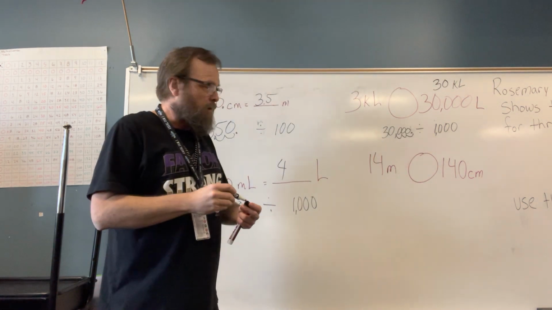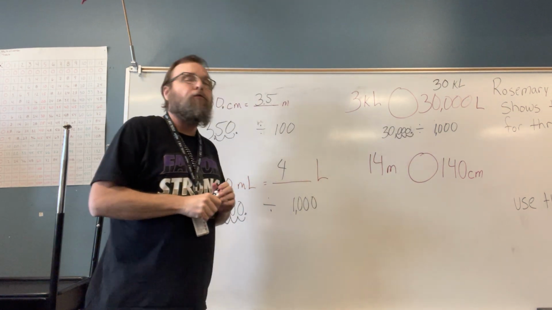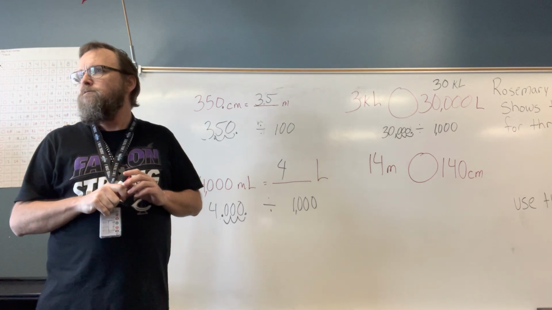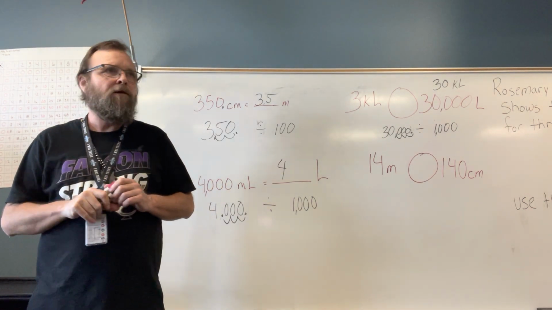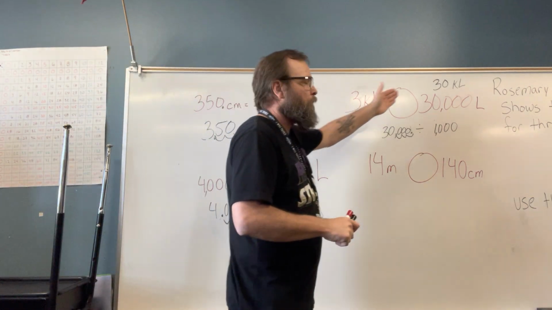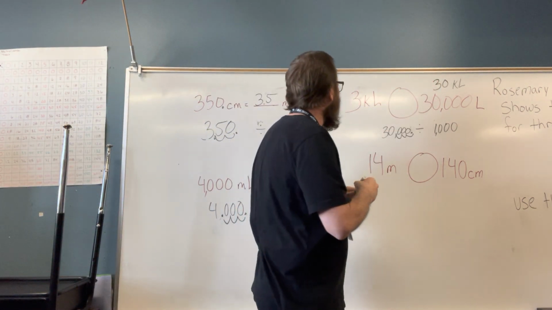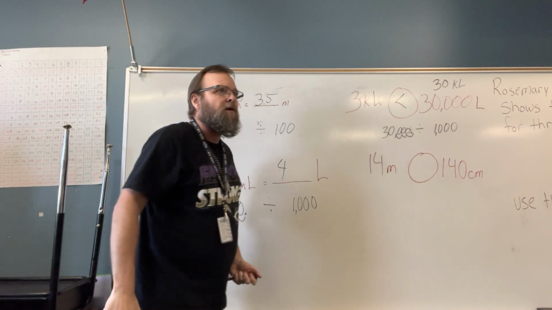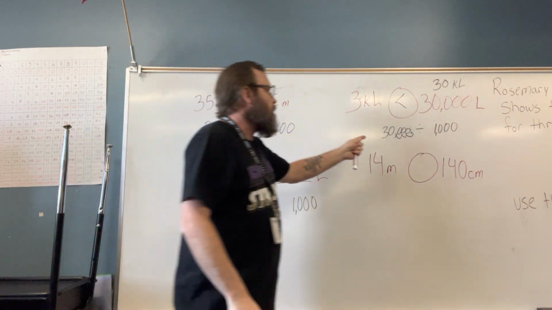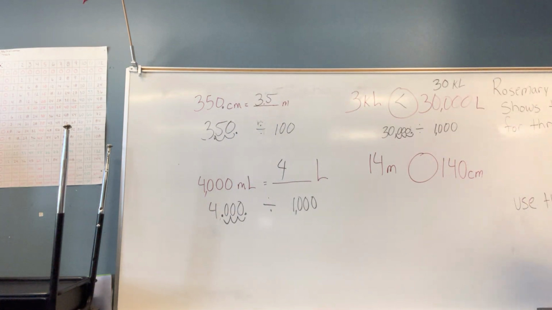So 3 kiloliters less than, greater than, or equal to 30 kiloliters? Less than. 3 kiloliters is less than 30 kiloliters, which means 3 kiloliters is less than 30,000 liters.